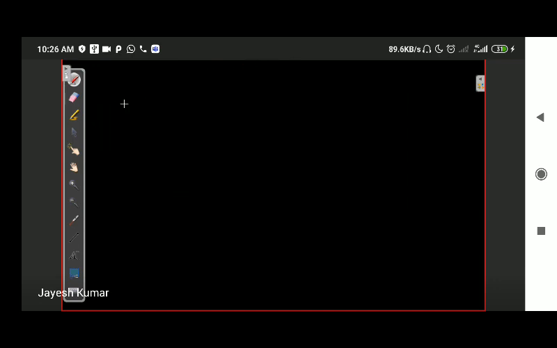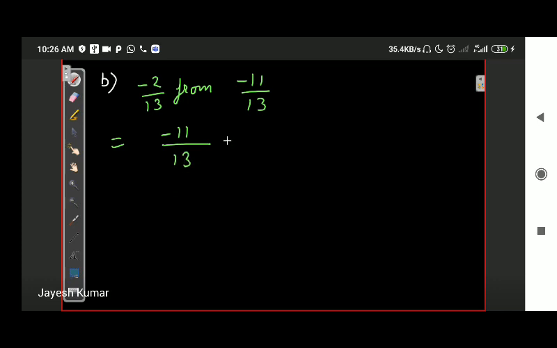See, this is the B part of the same question. Subtract minus 2 upon 30 from minus 11 upon 30. So how do you go through it? First of all, you write it accordingly: minus 11 upon 30, negative sign, and then minus 2 upon 30.